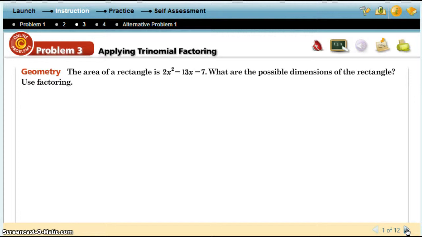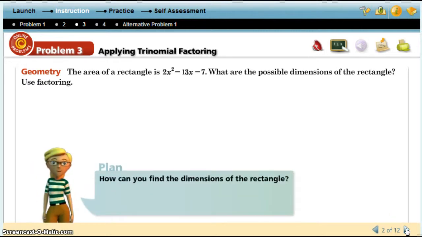Use factoring. Now we're using factoring and we're trying to find dimensions, but what I really want you to focus on here is this example has negatives. And so that makes a difference when trying to come up with your factors before you even have to do the GCF. So pay very close attention to how they factor this trinomial.